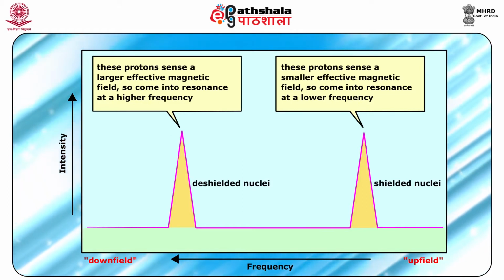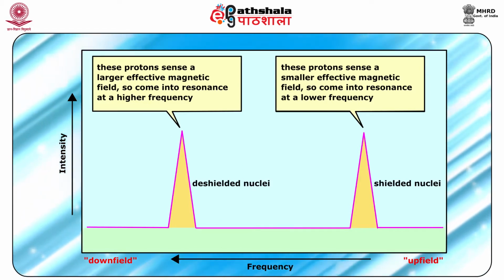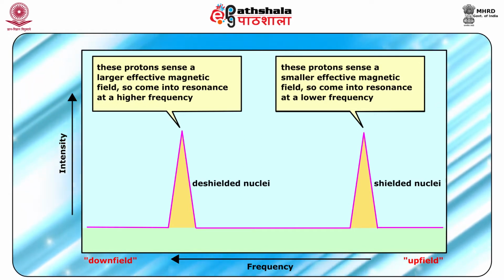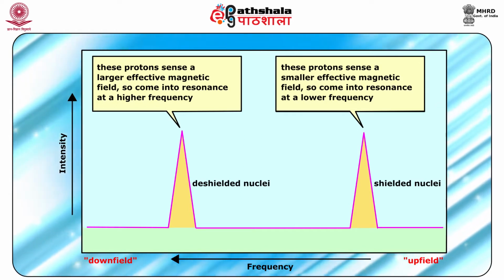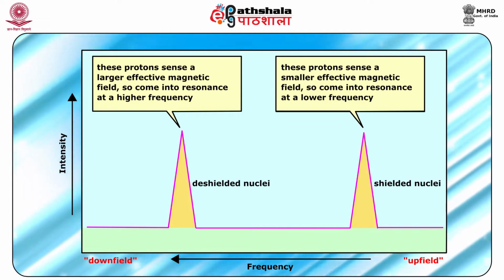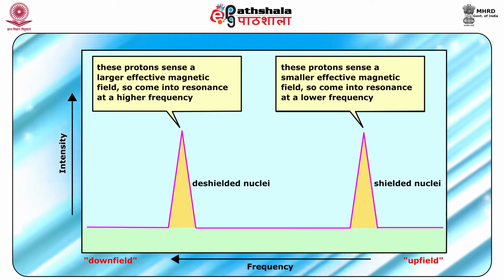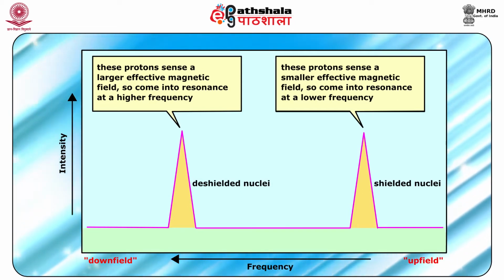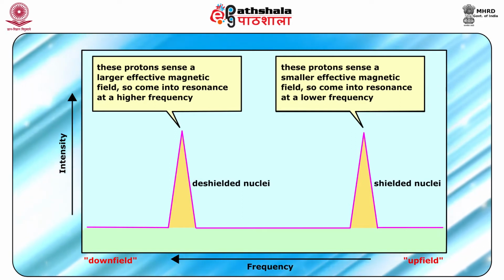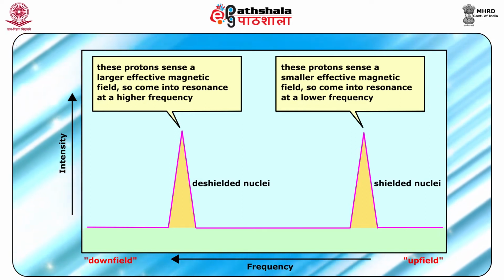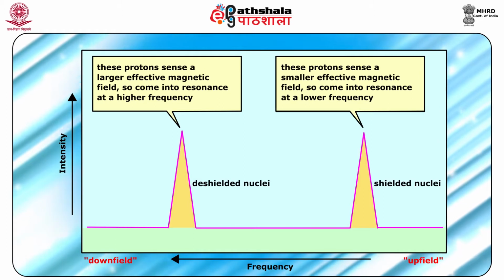Now students, compared to a naked proton, a shielded proton requires higher applied field strength, whereas a de-shielded proton requires lower field strength for this transition. Thus, shielding shifts the absorption upfield and de-shielding shifts the absorption downfield. Such shifting in the NMR absorption positions is known as chemical shift, and it arises from the circulation of electrons in a particular type of chemical bonds.